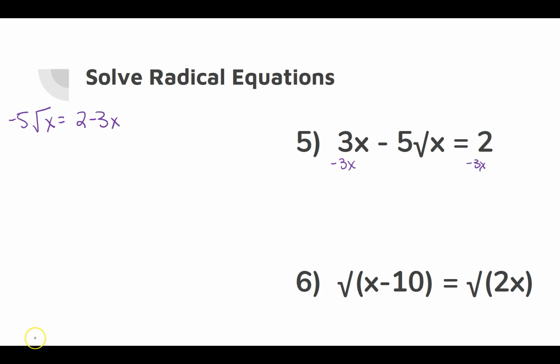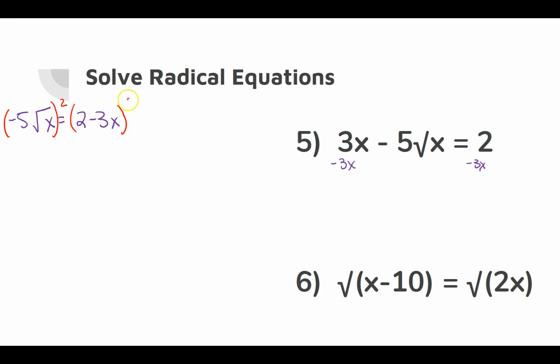Okay? What could I do next? We could divide by negative 5. But let's think about this. If I divide by negative 5, I have a big old fraction. And then I have to square that fraction. So would you like to do it where you don't have to square a fraction? So let's go ahead and square it now. Yeah, we can.